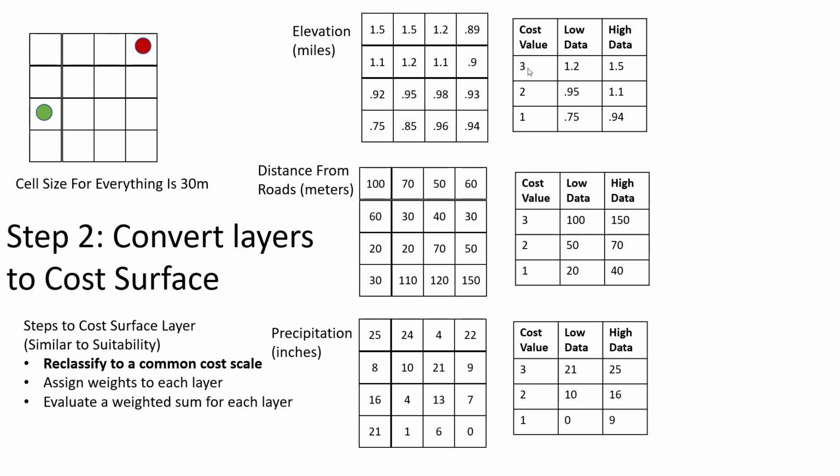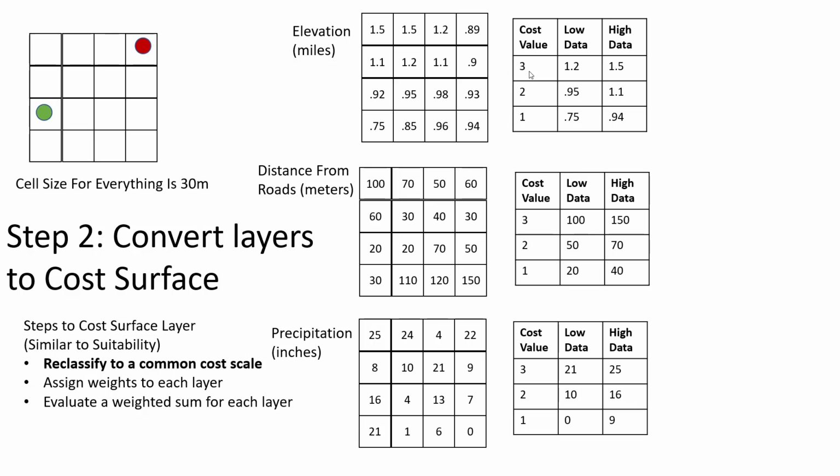For a cost, it's the opposite, right? A high value here means that this is a high cost, meaning that we are going to be more likely to avoid these values here, right? So it's almost flipped from the idea of the weighted overlay, right? Again, low cost means we're more likely to use it. High cost means we're more likely to avoid that cell when we're creating our path.